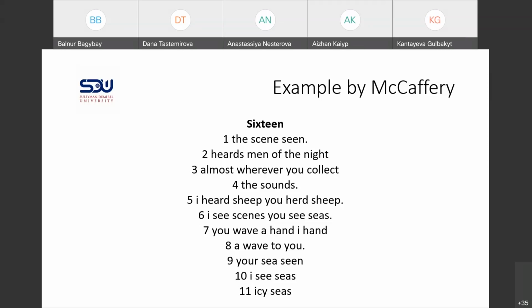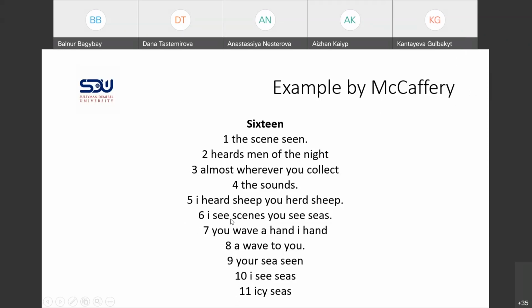Oh, yeah, sorry. You were right. It's about I heard sheep and I see seas. So this is it. Sorry, who was that giving the last answer? Ajan. Okay. Right. Thank you very much, Ajan. Yes, that's it. In lines 5 to 8 we can see the syntactic parallelism. Well done, Ajan, for the analysis.